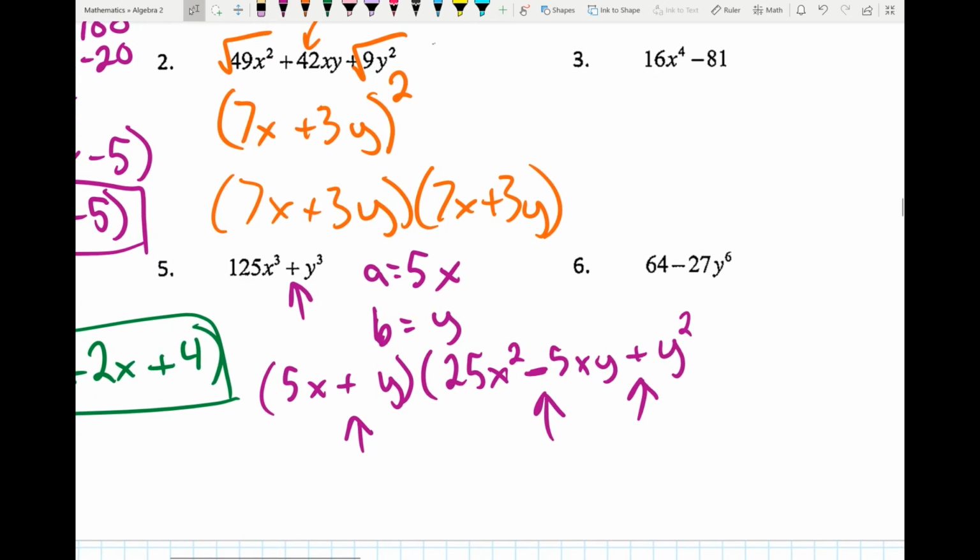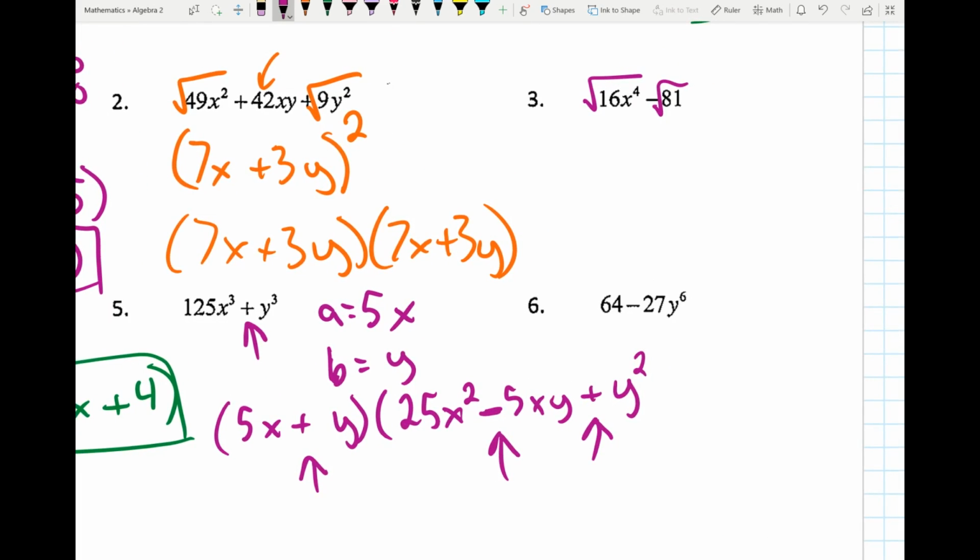If we take a look at number 3, people start to get confused because they go, oh, that's a fourth. I can't do a fourth. But what I want to do is try to use the difference of squares. So I just want to square root the top and square root the bottom. Because if I can square root it, then I can split it into two things, one plus and one minus. It's going to be 4x squared minus 9 and 4x squared plus 9.